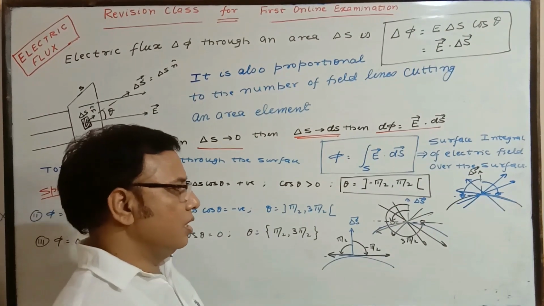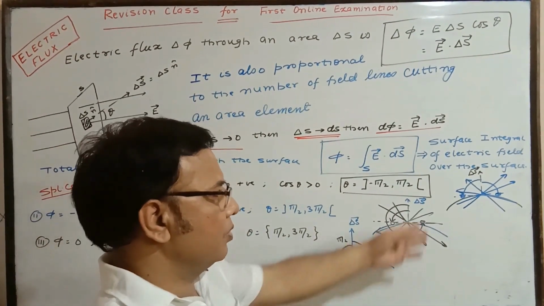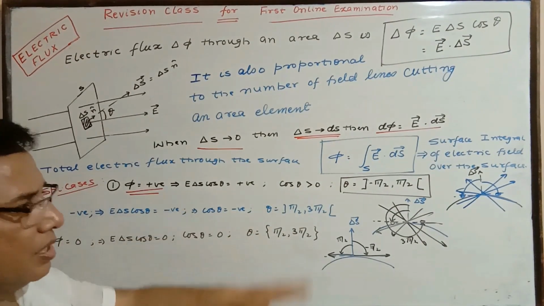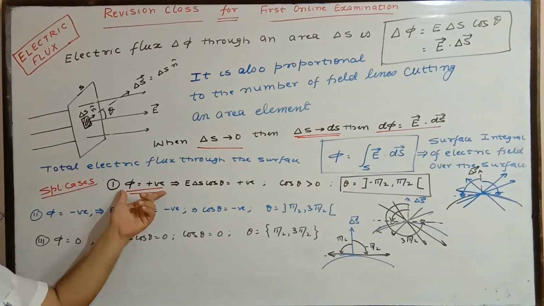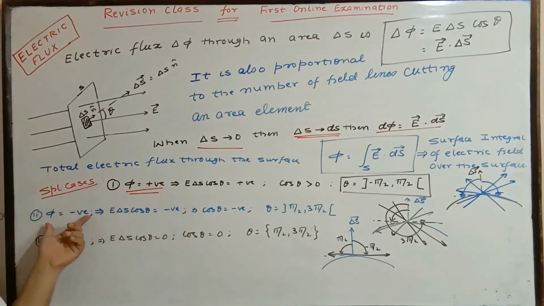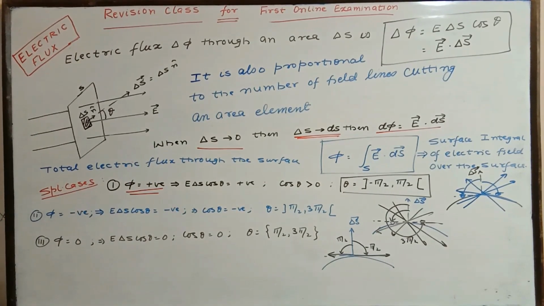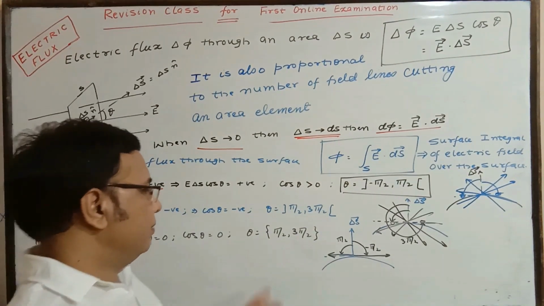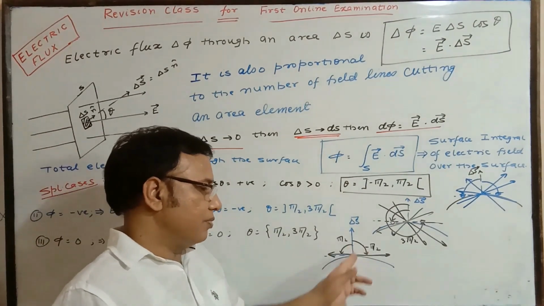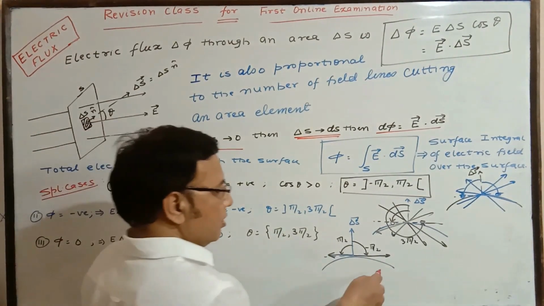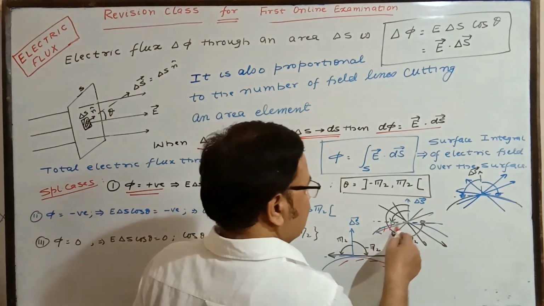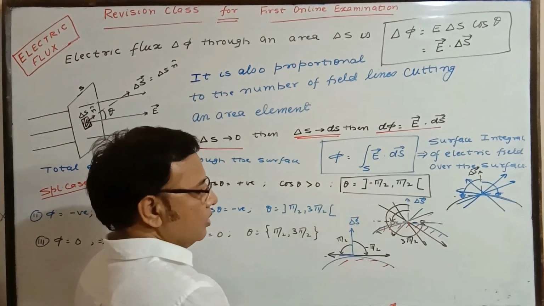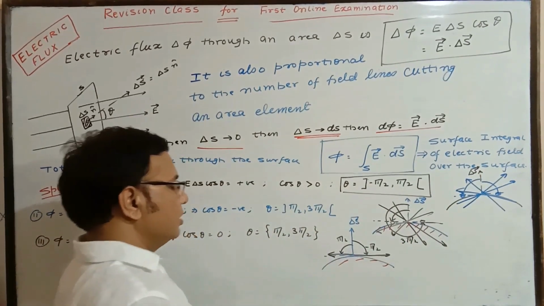It means the field lines are going inside, and what was the significance in the first case, when phi positive, field lines are coming out. So positive flux means field lines are coming out, negative flux means field lines are going inside the surface. Phi 0, what is phi 0? The value cos theta 0, theta having two values, it means field lines are tangent to the surface. So in all the cases, the three: flux positive, field lines are coming out; flux negative, field lines are going in; flux 0 means it is tangential to the surface.